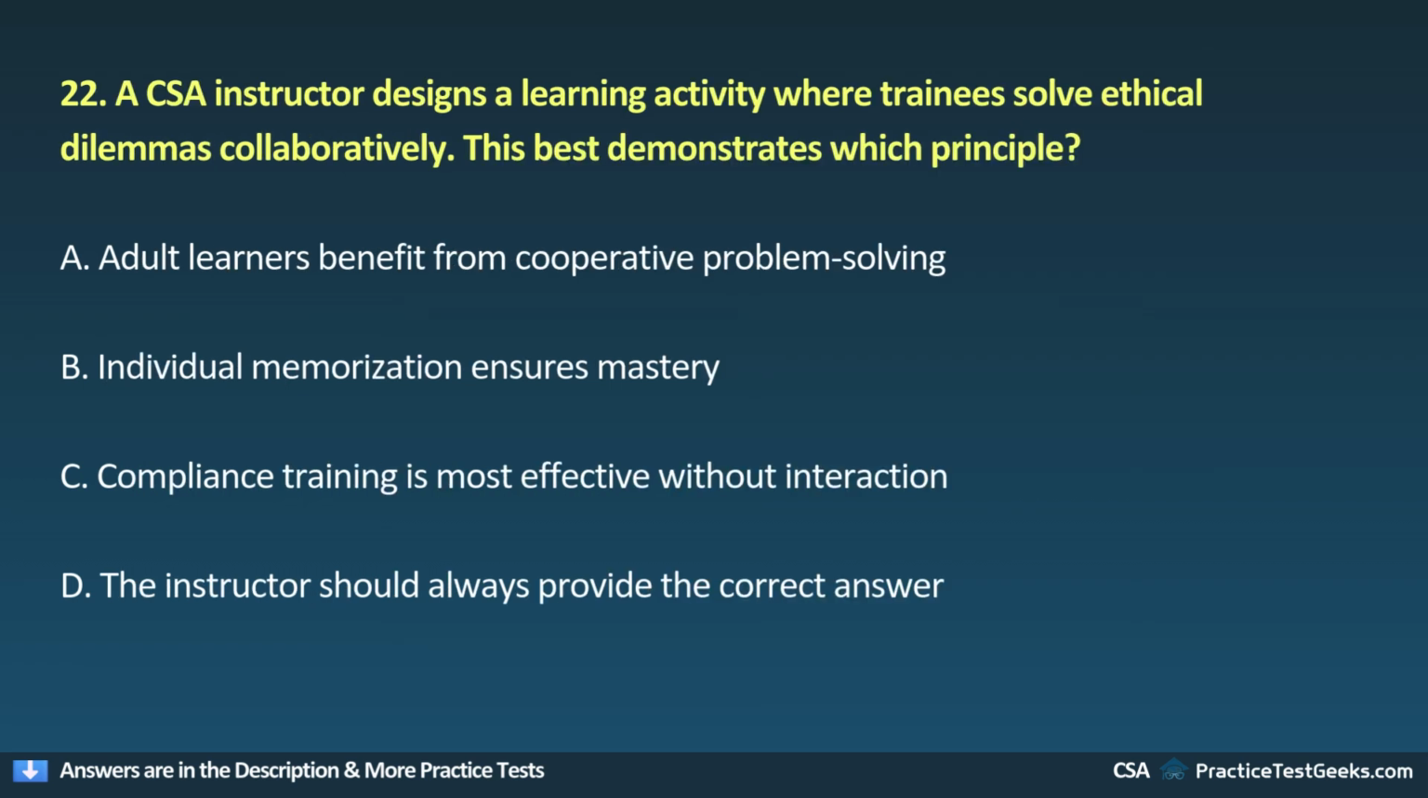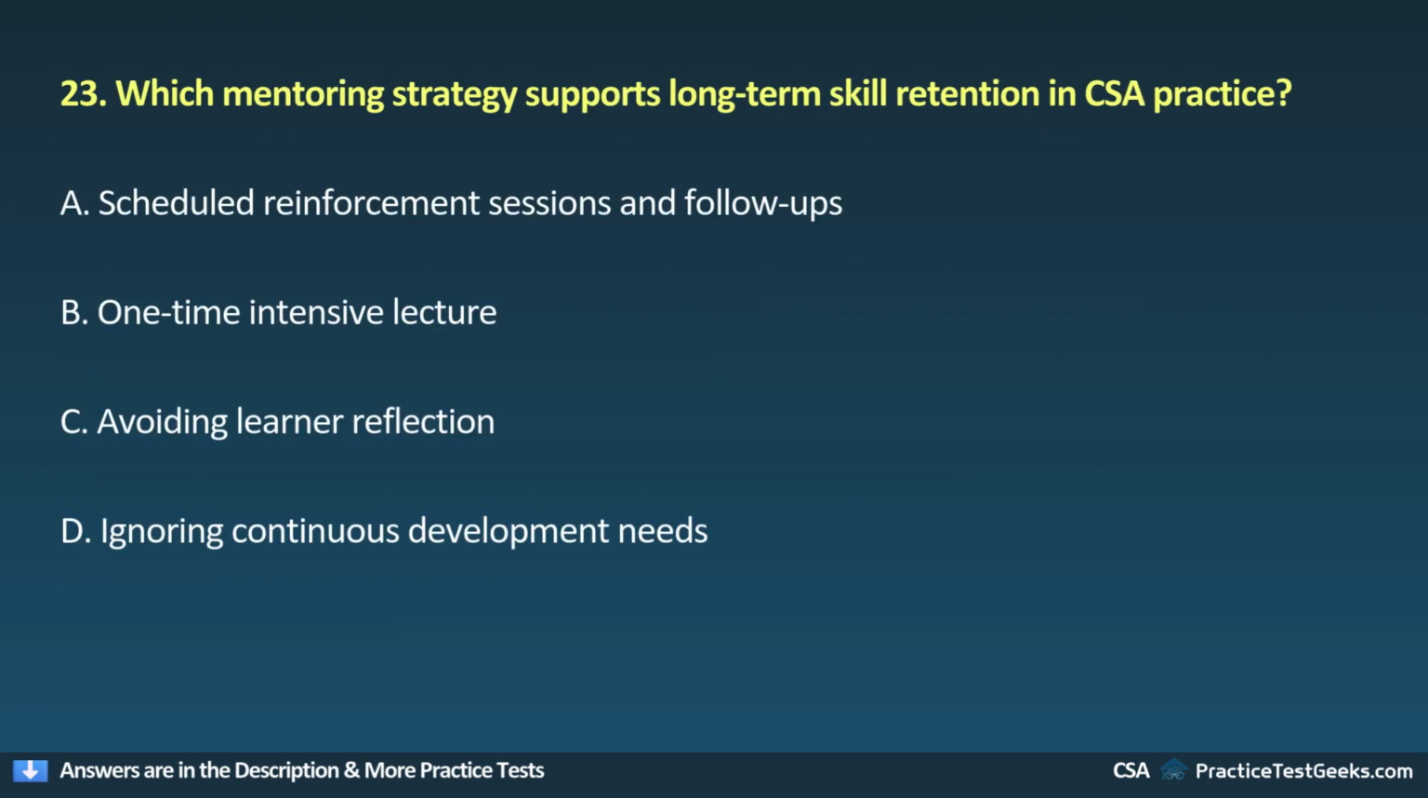22. A CSA instructor designs a learning activity where trainees solve ethical dilemmas collaboratively. This best demonstrates which principle? A. Adult learners benefit from cooperative problem solving. B. Individual memorization ensures mastery. C. Compliance training is most effective without interaction. D. The instructor should always provide the correct answer.